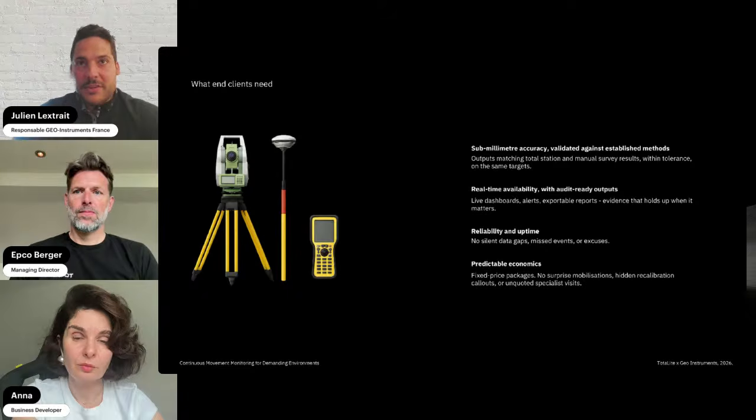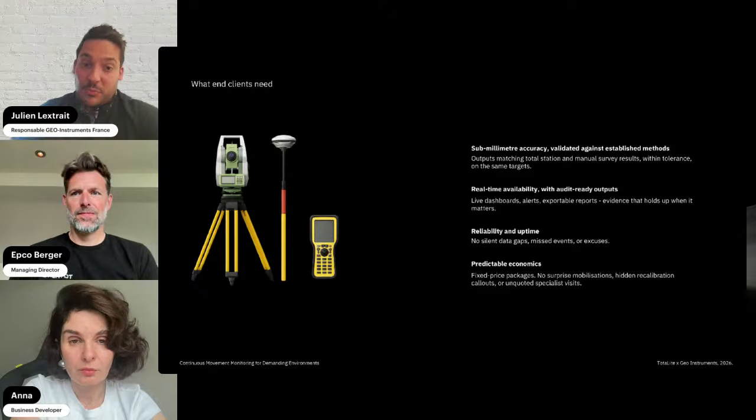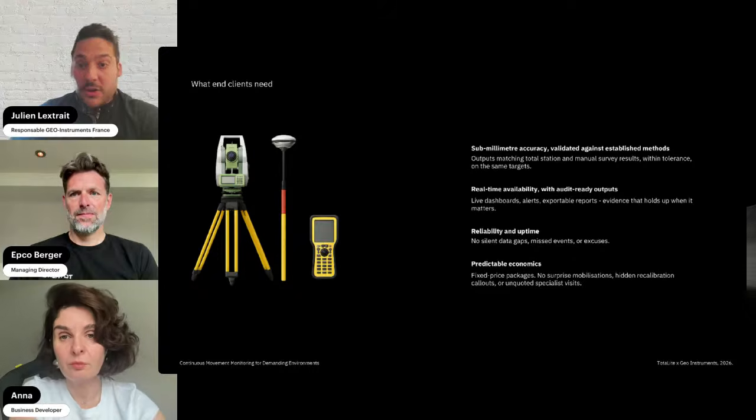A potential solution would be to have a drop-in solution that has fewer constraints and is easier to deploy, and thus easier to predict on the economic side of things for our clients. That's the target.